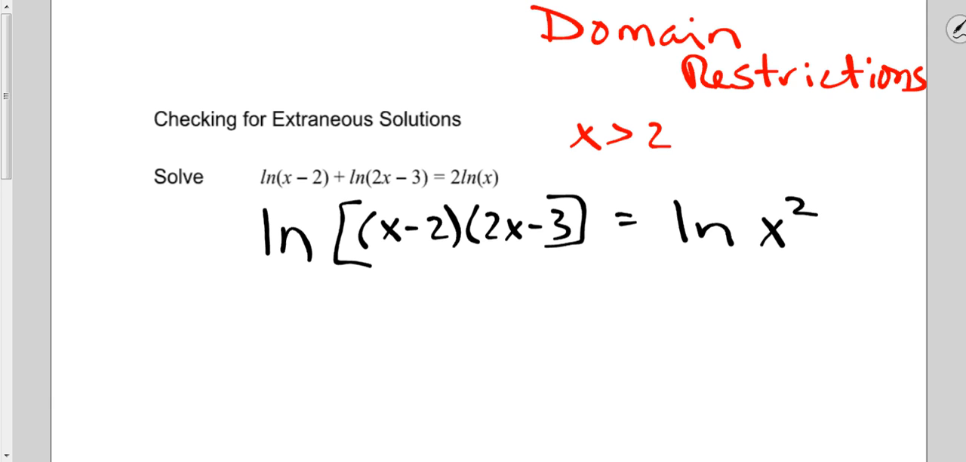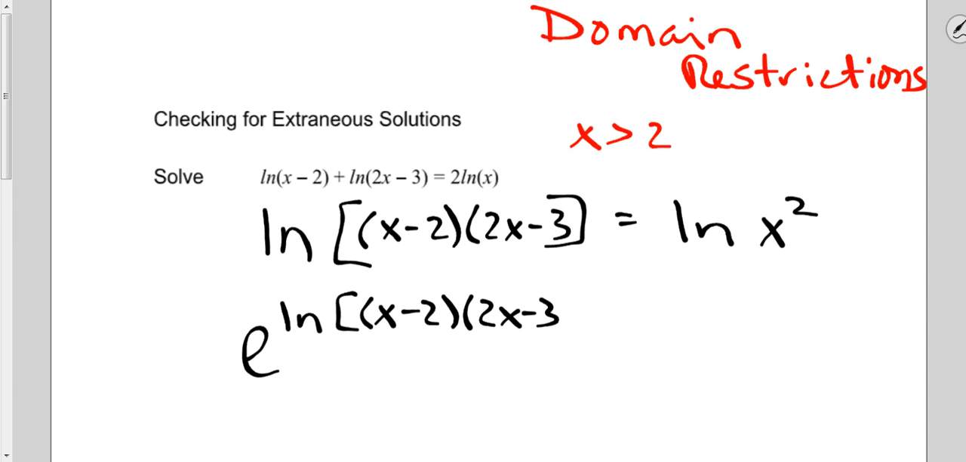Why E, Noah? Let's be precise in our language. It is the base of the natural logarithm, right? It's the base of the natural log, so therefore I exponentiate using E. So I get E to the natural log of this hot garbage, equals E to the natural log of x squared.